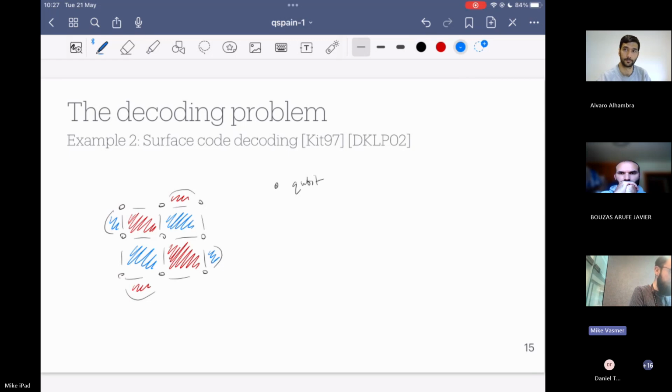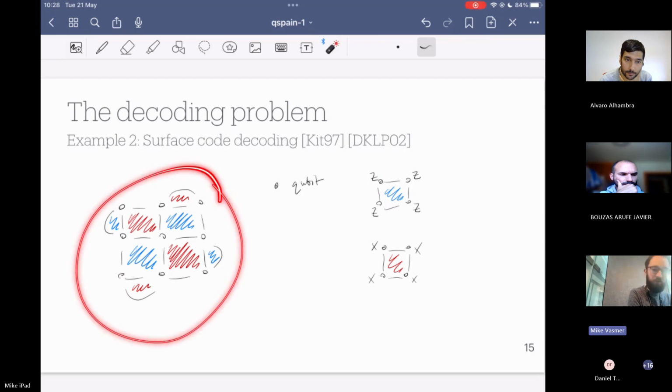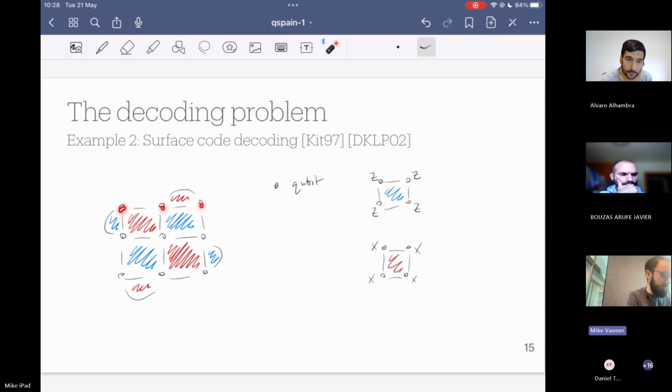So the way it works is, we have something like this. The blue ones are Z operators. I'm just telling you what the stabilizer generators are. The blue ones are Z type, and the red ones are X type. On this lattice you see I have 9 physical qubits, and then I have these stabilizer generators. This one here is a 4-body X term, as is this one.